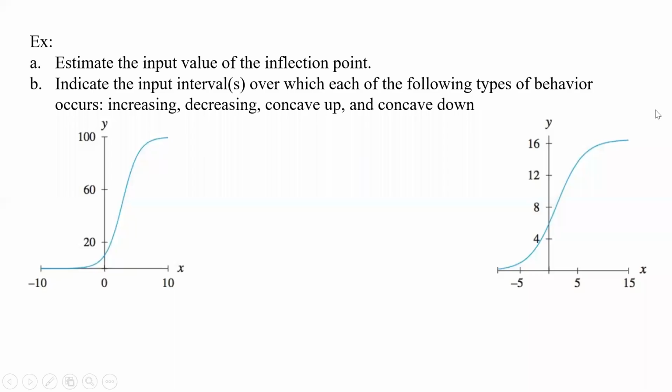All right, so we're back with a couple of examples now. Here we're supposed to estimate the input value of the inflection point and then indicate the input intervals over which each of the following types of behavior occurs: increasing, decreasing, concave up, and concave down. All right, so remember the inflection points where it changes from one direction to the other. So from concave up to concave down, and that one has the same thing. So basically where that is.